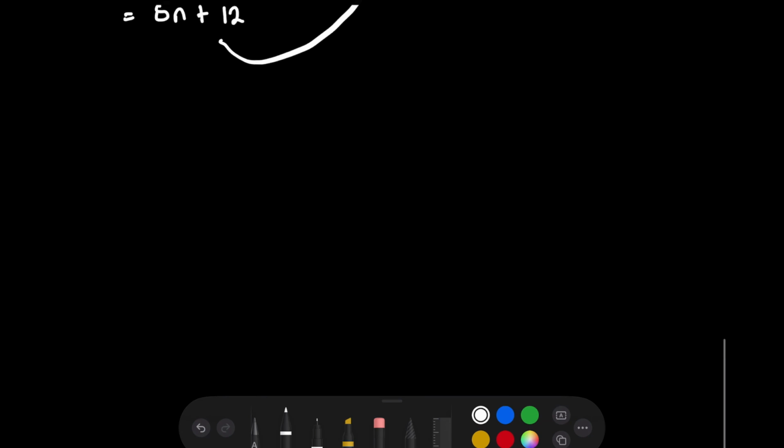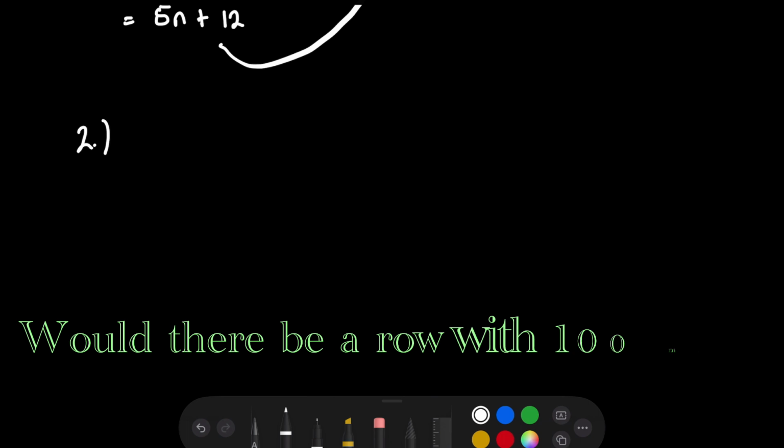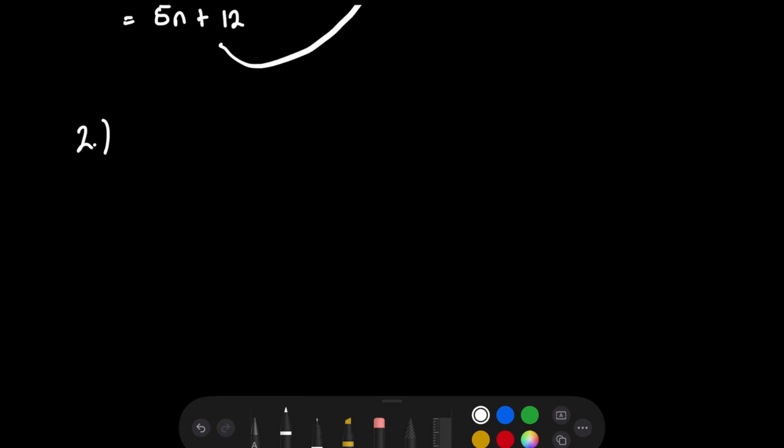And last question, in fact. Bet you guys are happy. So the second question here is, would there be a row with 100 mats in it? So to answer this question, we're going to have to see if we have a term that has 100 mats in. And we're going to do this by saying Tn is equals to 100. And we need to find the term that has. So here we're looking for n. So we're going to take the 12 to the other side. That's 88.